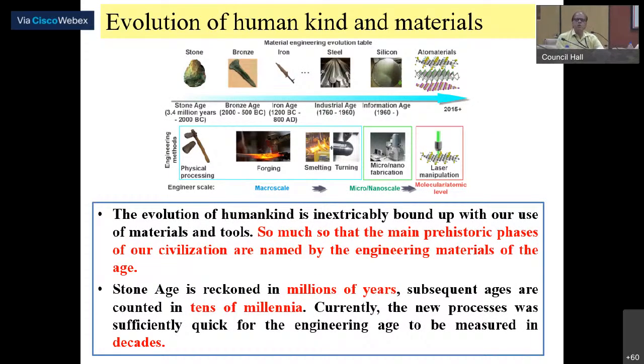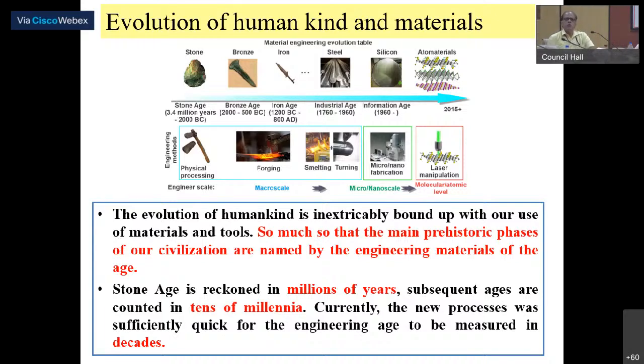How important materials have been to humankind, you can see from this slide. You will be surprised to know that prehistoric phases of our civilization are named according to the material used by them. Left to right, you will see the Stone Age, which was there for a couple of million years, followed by the Bronze Age, Iron Age. Discovery of steel led to what is called the Industrial Age. With silicon, we talk about the Information Age, and these days we have at our disposal tools where we can do atomistic level maneuvering of structures, and that has led to what is called atom materials.